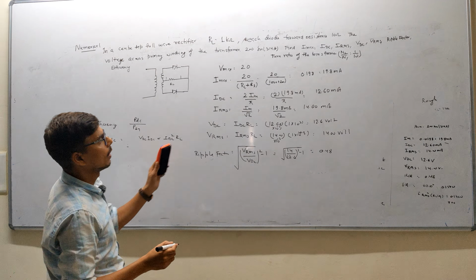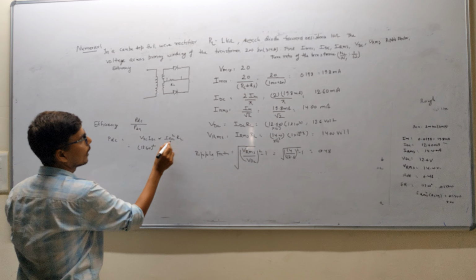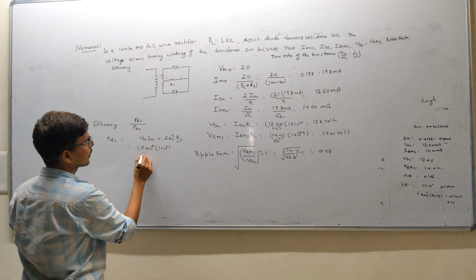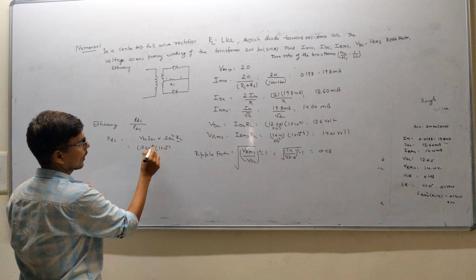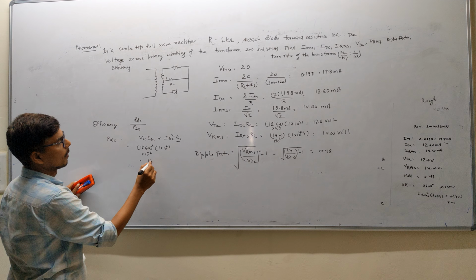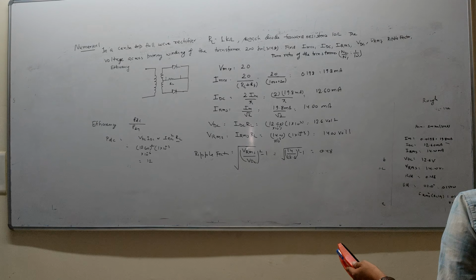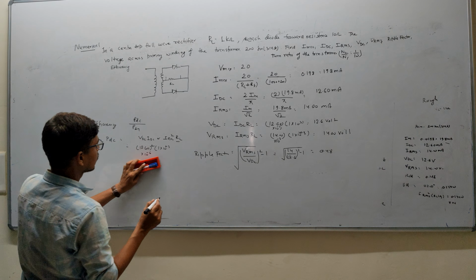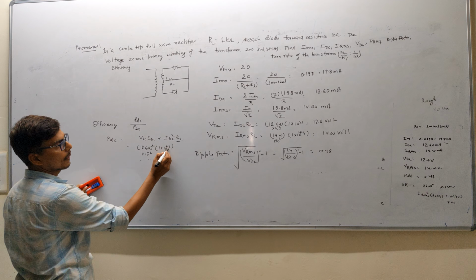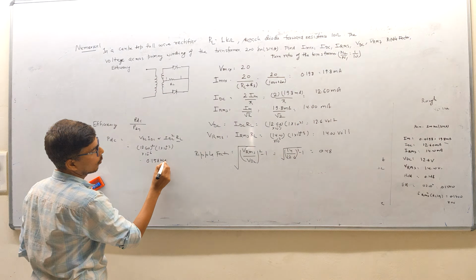IDC square, 12.60 square into RL. RL is 1 kilo ohm, plus 3. The square of -3 will be -6. So it comes out to 12.60, which I have already calculated. 12.6 square comes to 0.158. -3 squared is 10 to the power -6, and this is plus 3 from 1 kilo ohm. It comes out to 0.158 watt.